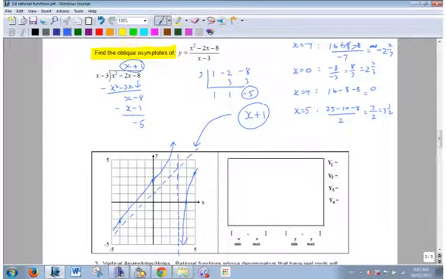So when it says find the slant asymptote, well, you factor this into this thing, and your equation that's left over, that will be the equation of the slant.